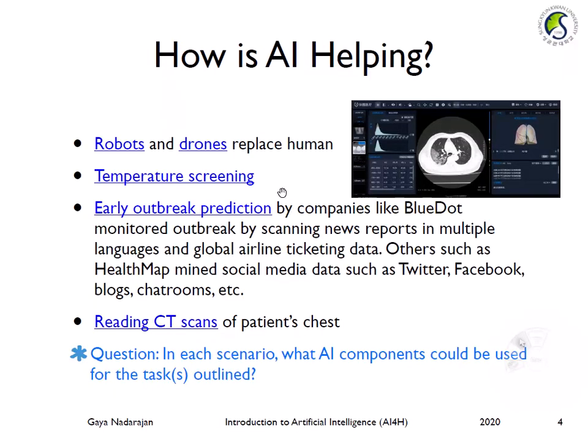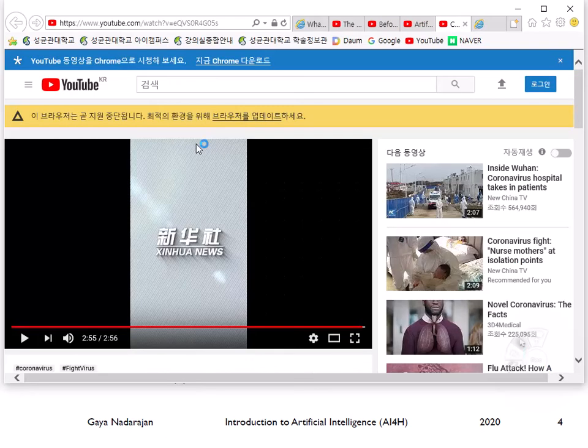As you're watching these videos, I want you to think about what kind of AI components, which I showed you just now, like robotics, image processing, natural language processing, and whatnot, are being used. Okay, so here's another part.